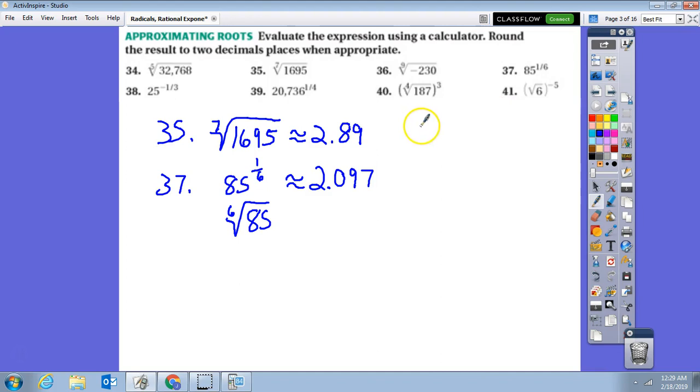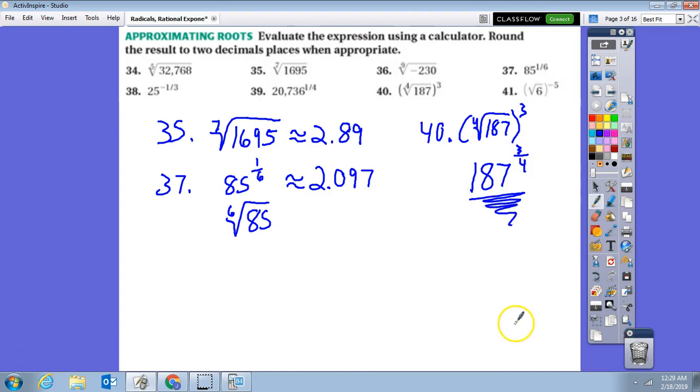Just be careful with ones like number 40. Make sure that when you look at that, you got the 4th root of 187 to the 3rd power. Yes, you could try to do the 4th root in parentheses and then raise it to the 3rd power on the calculator, but it may be easier to do 187 to the 3/4 power. The 4 being the index goes on the bottom, the denominator. The 3 being the exponent goes on the top, the numerator. So this is actually easier to type in the calculator.